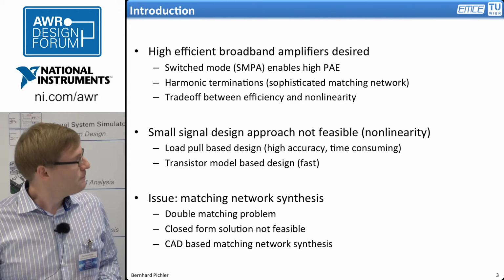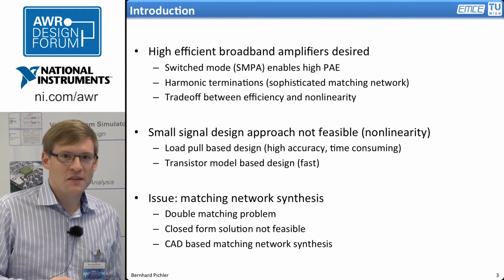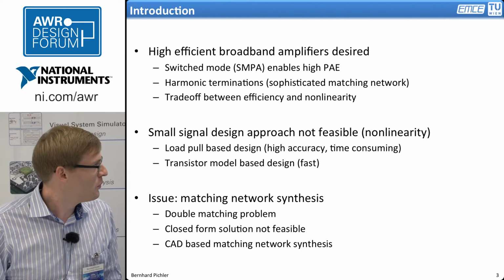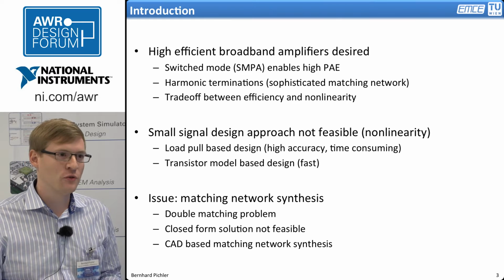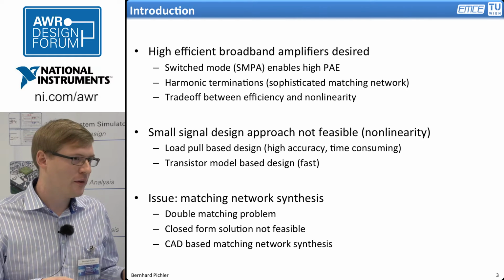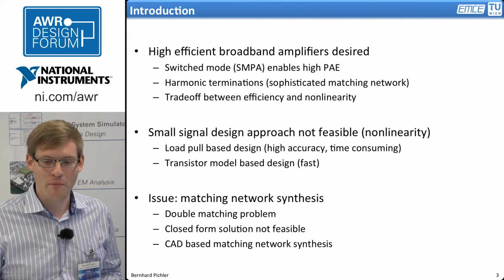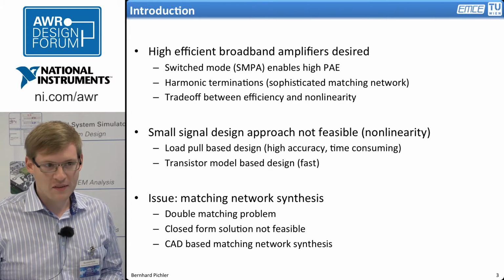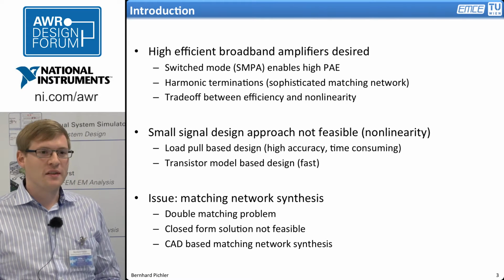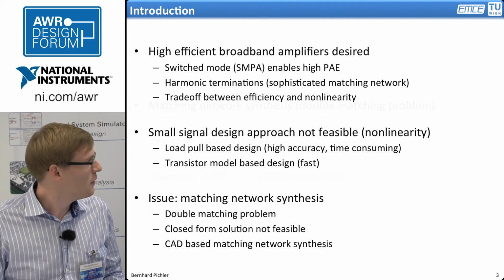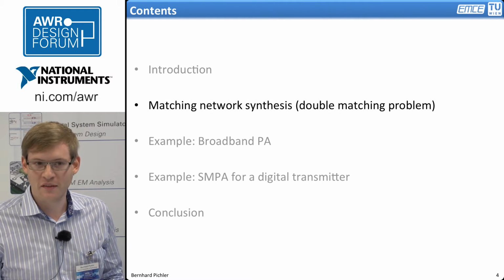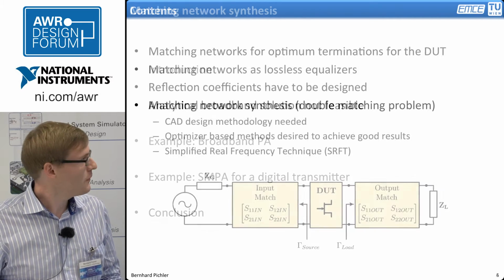But if you have described your transistor using a model or a load pull design, you always end up in a double matching problem. So you have to design a matching network for the input and for the output of the power amplifier. This is generally not feasible to do in an analytical manner, so you have to find some computer-aided design process, and this we'll discuss in the next section.